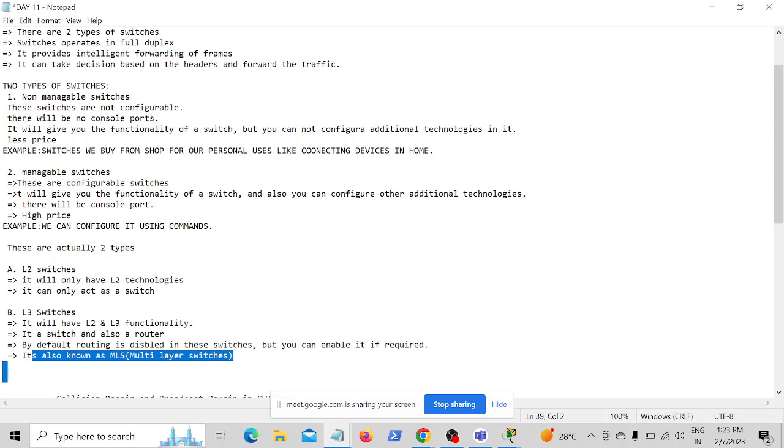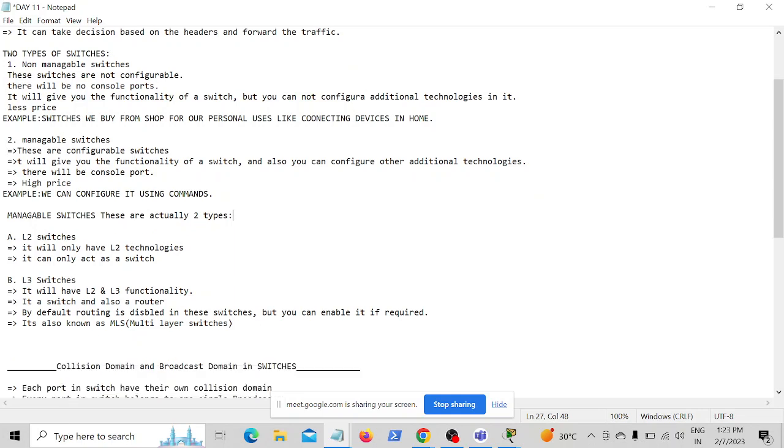Excuse me, ma'am, these L2 and L3 switches come under manageable switches, right? Exactly, they come under manageable switches. I'll just mention it: manageable switches are actually of two types, that is L2 and L3.